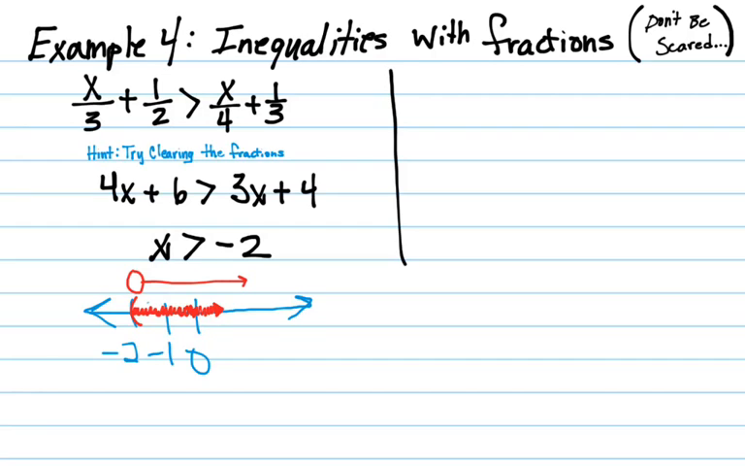Questions? Devin, you good? Yeah? Okay. Since I got it the other way, -2 is less than x. So if I say it the other way around, x is greater than -2 means exactly the same thing. And you just shade it to the other side.